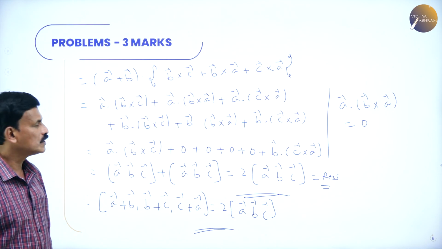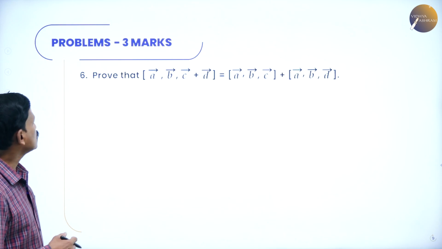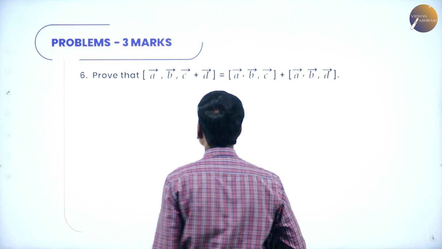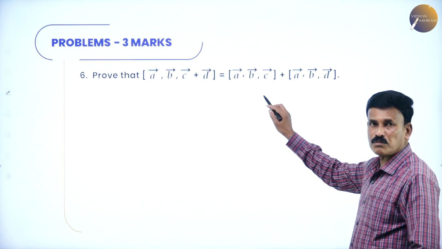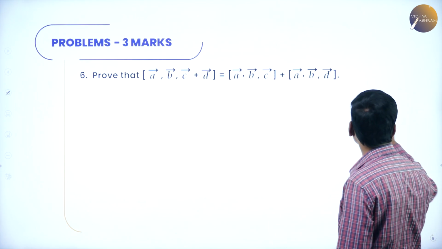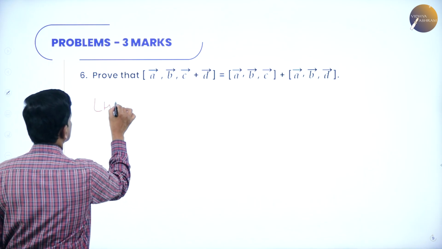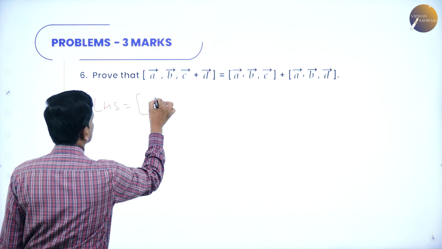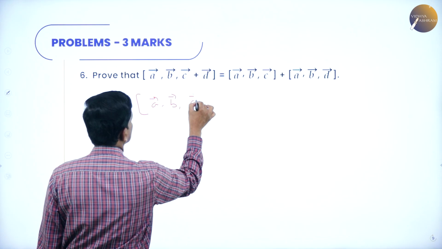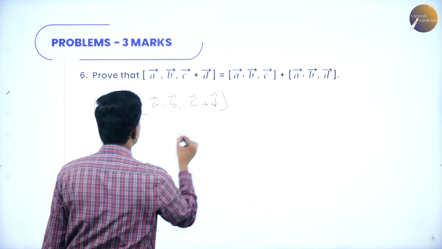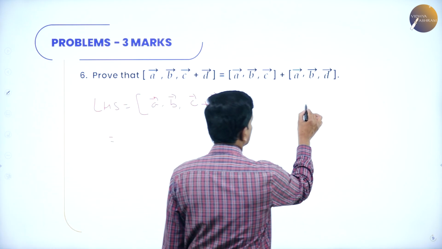Very important problem. Now let us come to the next similar type problem. One more problem is there. So that is, prove that the box product of vector A, comma, vector B, comma, vector C plus D is equal to the box product of A, B, C plus box product of A, B, D. Now let us take LHS. LHS is equal to box product of vector A, comma, vector B, comma, vector C plus vector D. Again, this is nothing but the box product of ABC.